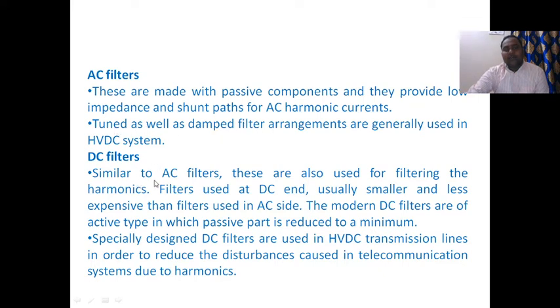DC filters. Similar to AC filters, these are also used for filtering the harmonics. Filters used at the DC end are usually smaller and less expensive than filters used on the AC side. The modern DC filters are of active type, in which the passive part is reduced to a minimum. Specially designed DC filters are used in HVDC transmission lines in order to reduce the disturbances caused in telecommunication systems due to harmonics.